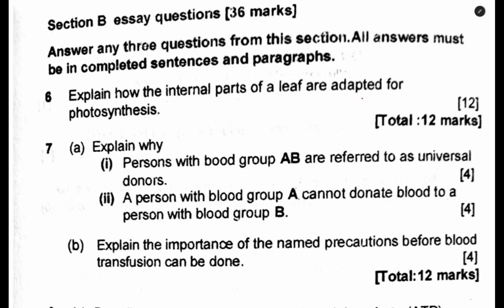So in this particular year, the first question was, explain how the internal part of the leaf is adapted for photosynthesis. Look at this, 12 marks. You are going to explain how the internal part of the leaf is adapted for photosynthesis. So, what do you need to talk about? You talk about the internal part.